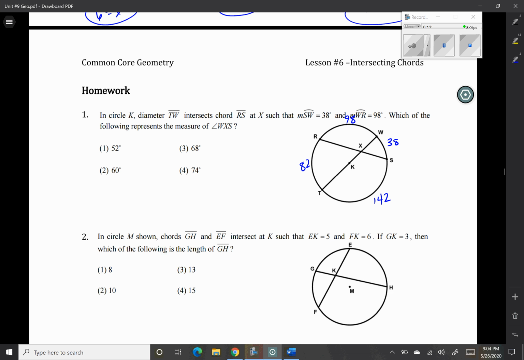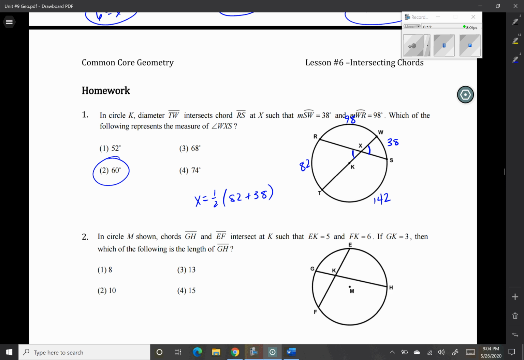Now, it wants us to find the angle WXS. It wants this angle here. So now I have to figure out what arcs we should add together. There are going to be the arcs that are coming from these two angles, so 38 and 82. So the angle, which we don't know, so we'll call it X, is equal to 1/2 of 82 plus 38. Type that in your calculator, see what we get. We get 60.